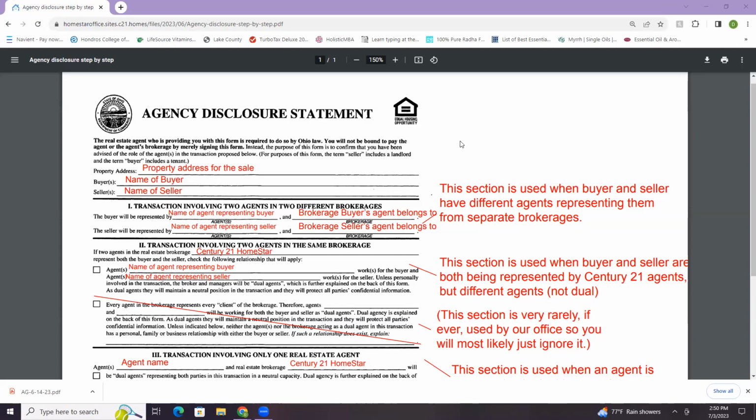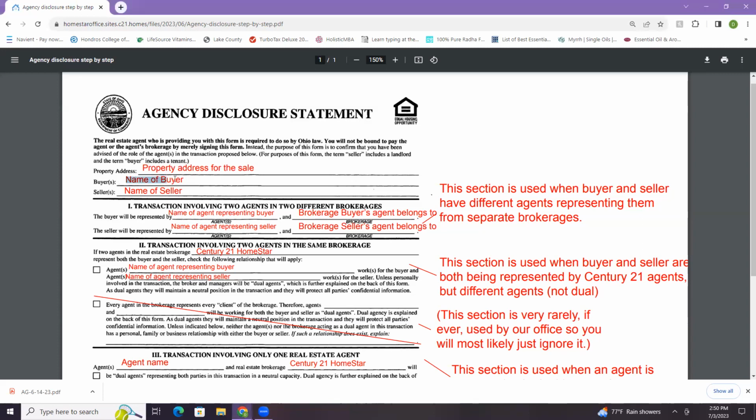So the agency disclosure tells anyone who reads it who represents who in a specific transaction. The buyer's agent is responsible for filling out the agency disclosure and including it in the offer over to the seller. So you're going to put the property address on the property address line where it says buyer's name.